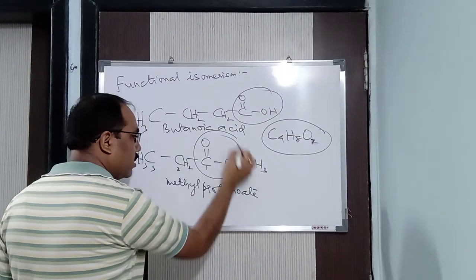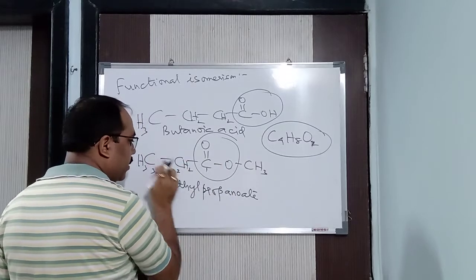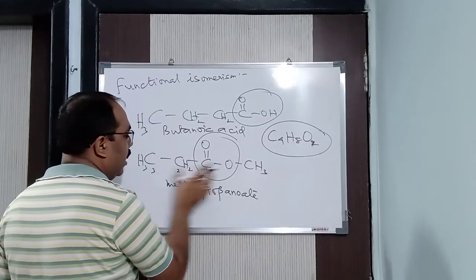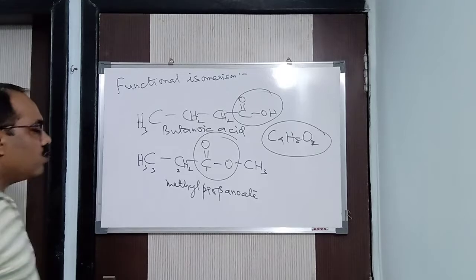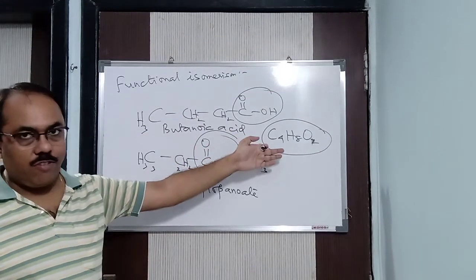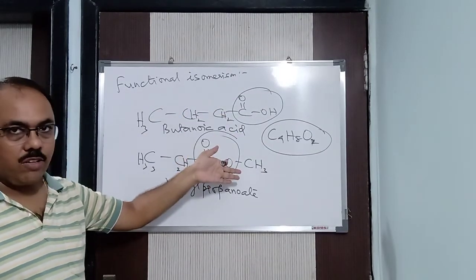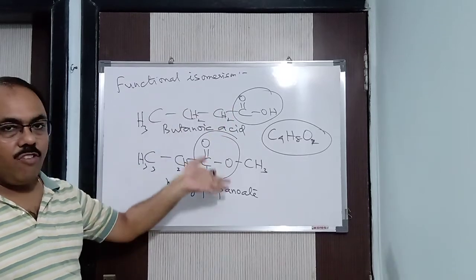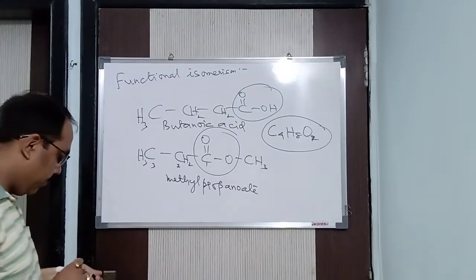This is your O, CO is your O. Carbon-carbon single bonds, so it is "an". So methyl propanoate. Alright. So these 2 compounds have the same molecular formula, but what is differing? The structural formula is differing, you can see, because they have 2 different functional groups. Clear?